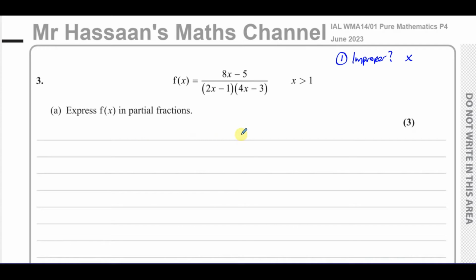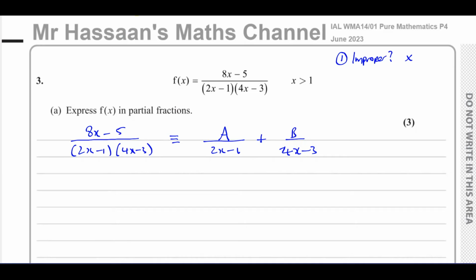Okay, so we can just split this up: 8x minus 5 divided by (2x minus 1)(4x minus 3) is identical to a constant A over 2x minus 1, plus a constant B over 4x minus 3, because it's going to split up into two fractions which are both proper fractions. And for these two fractions to be proper, the numerator must be less than the denominator, so that can only be a constant, right? These are the type of partial fractions we will deal with in P4.